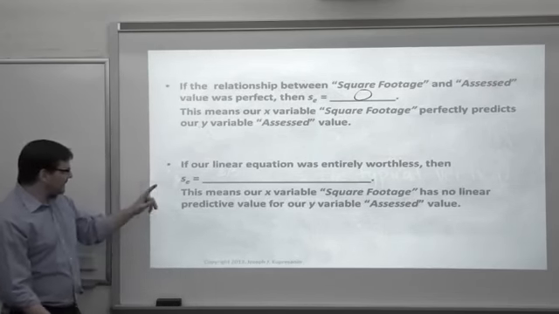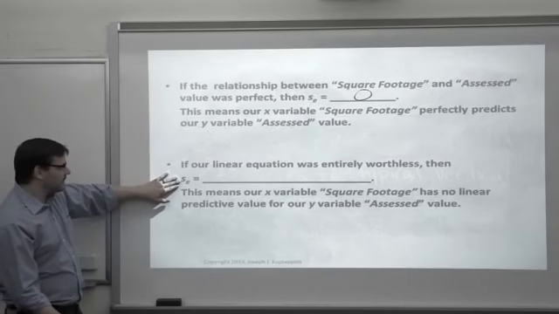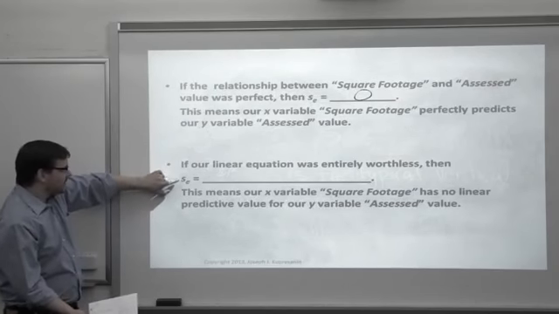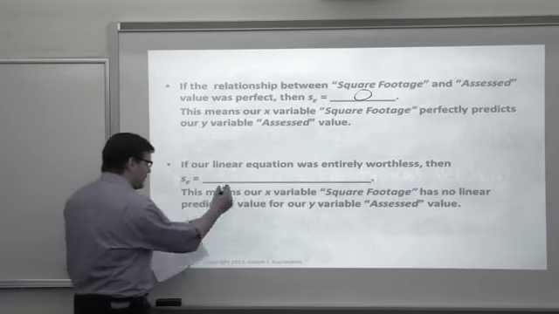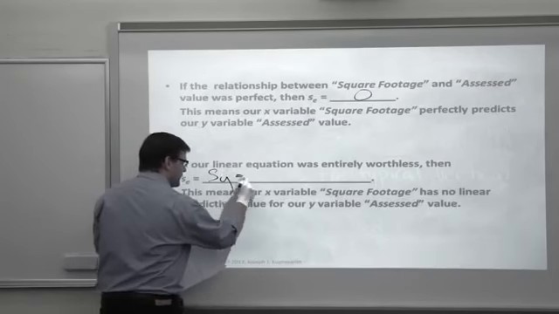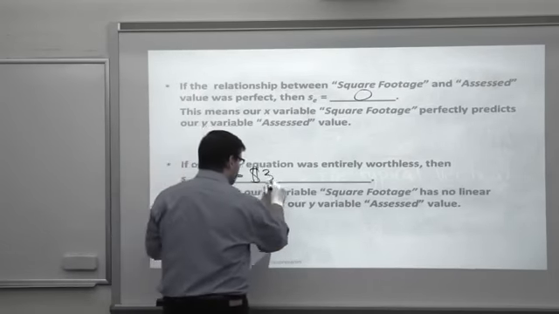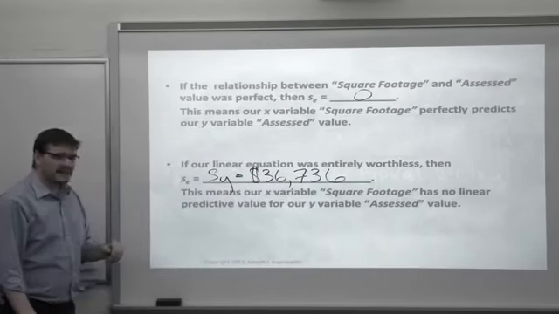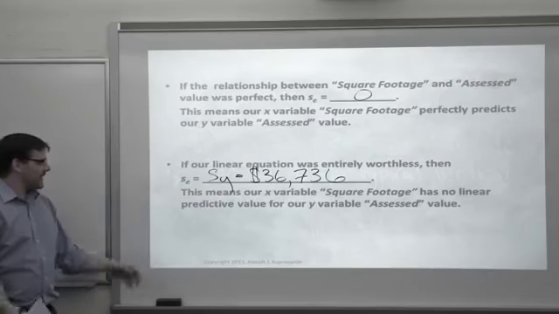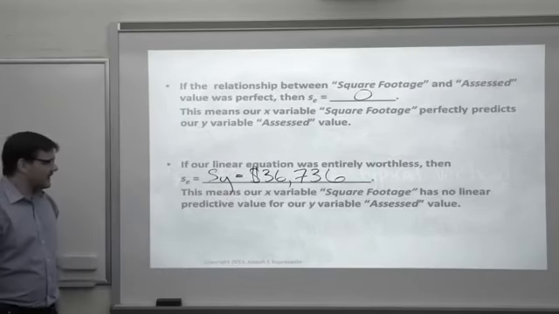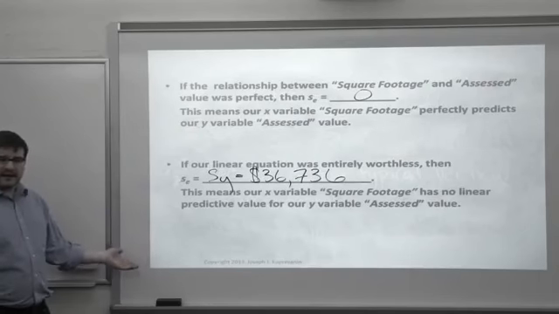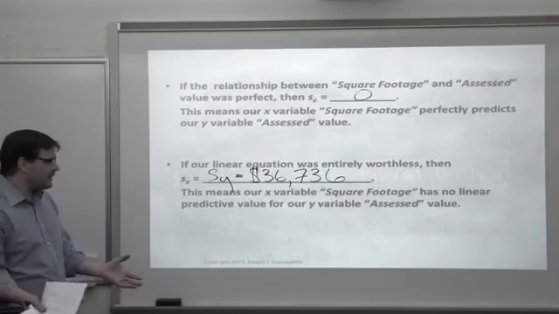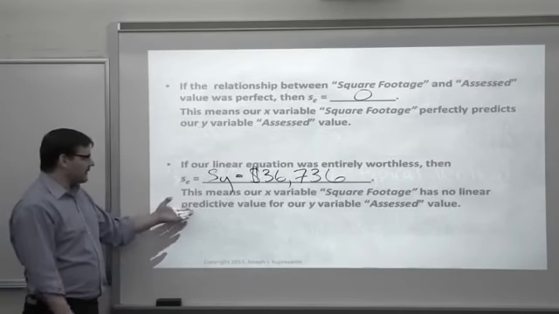Now that I've created that linear equation based on the data, if that linear equation was worthless, then I wouldn't have removed any variation. So if it was worthless, S sub E would equal S sub y, which is that 36,736. Completely worthless. This means that square footage has no predictive value for assessed value. You tell me that a house has 2,000 square feet and I have no idea what the tax assessed value might be. No predictive value whatsoever.